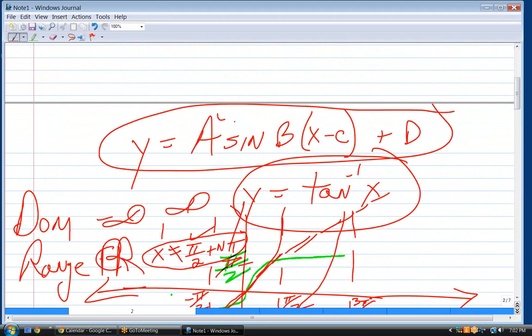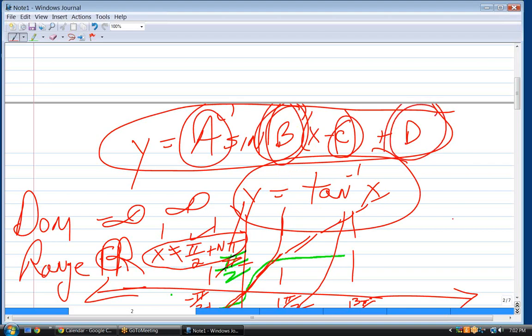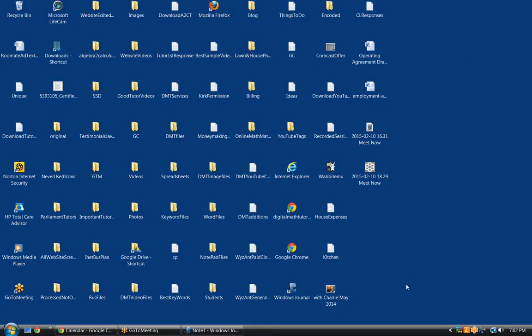There's your vertical stretch factor. There's your horizontal stretch factor. Oops, excuse me. C is your horizontal shift factor. B is your horizontal shrink or stretch factor, and D is your vertical shift. So each of these letters merely do the same thing that the translations did in polynomials. Cool. Okay. All right?